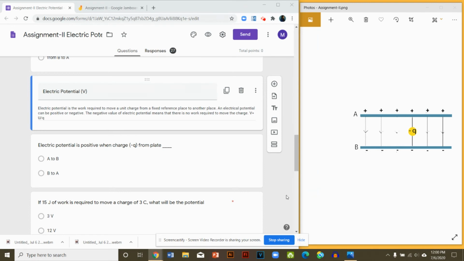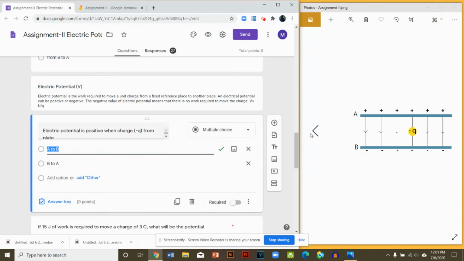So first question was, electric potential. Electric potential will be positive if there is some work done against the field. Obviously, when the charge is moving from B to A, there is no work done. But if you are moving from A to B, then there is some work done. When there is some work done, then electric potential will be positive. So option A will be the correct option.